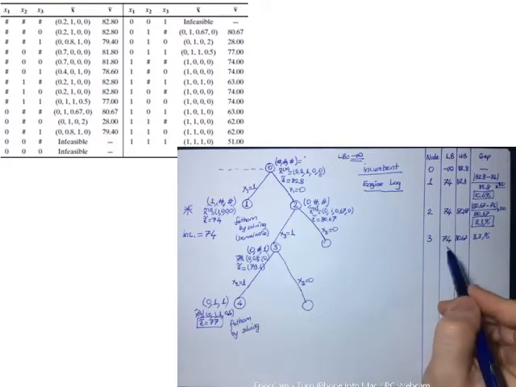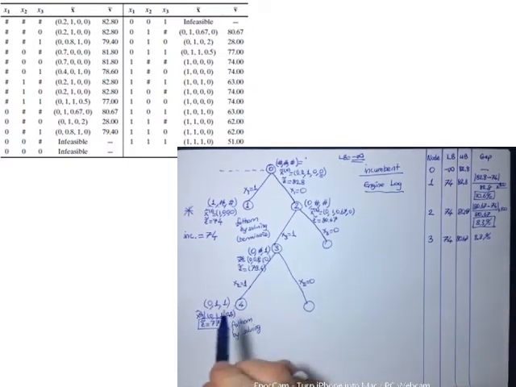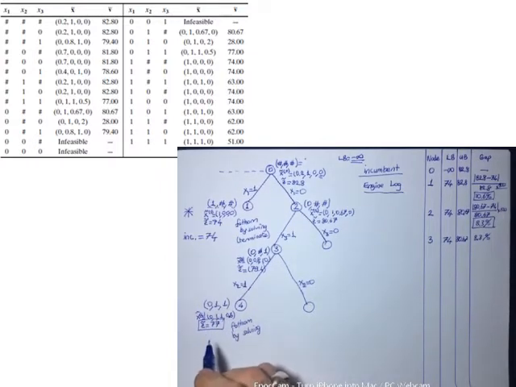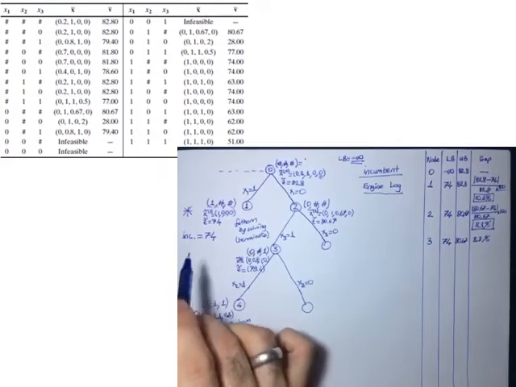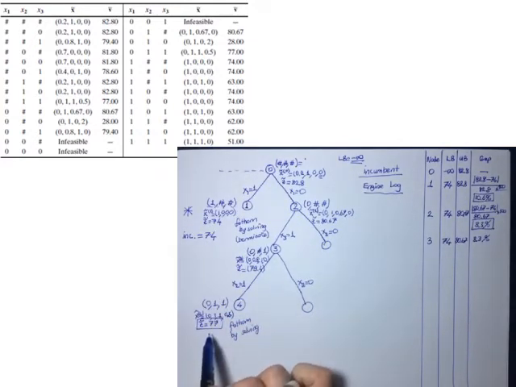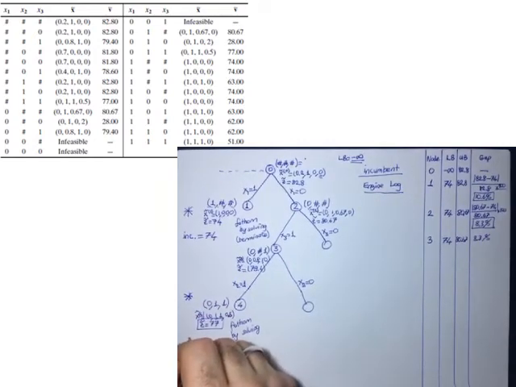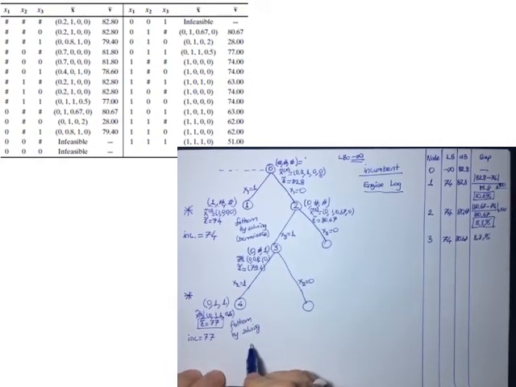What was our incumbent solution? It was 74, right? Now we found an integer solution. This is called an integer solution. Although this is fractional, it's integer feasible. Okay? So we found an integer solution with a better objective function value because we are maximizing. So I need to put a star here and I need to update my incumbent to 77. Okay, and the reason for fathoming is by solving.